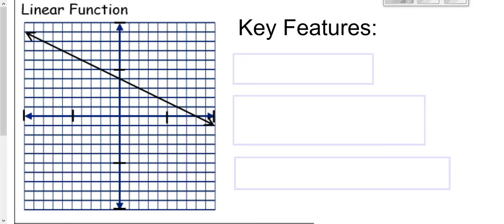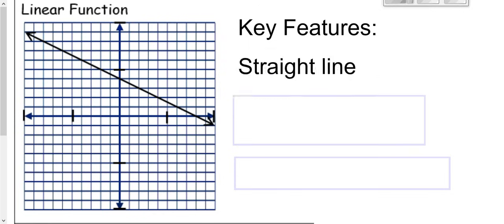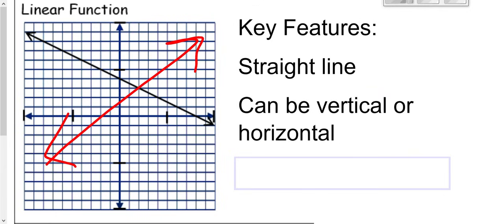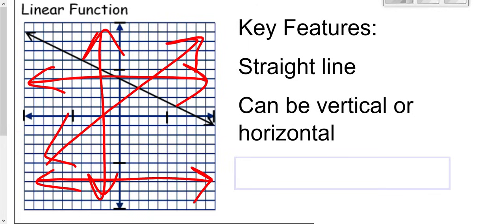Let's start with this one. This is a linear function. What does it look like? It's a straight line. That's our first key feature. It can go in any direction as long as it's a straight line. We can even have vertical or horizontal lines and still be a linear function. All of these would be linear functions because they're straight lines. They go on forever, or infinitely in both directions.